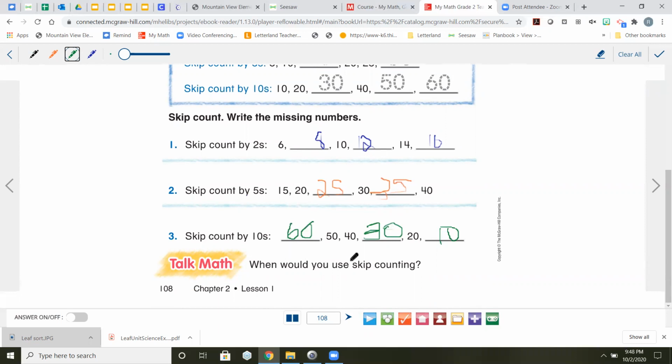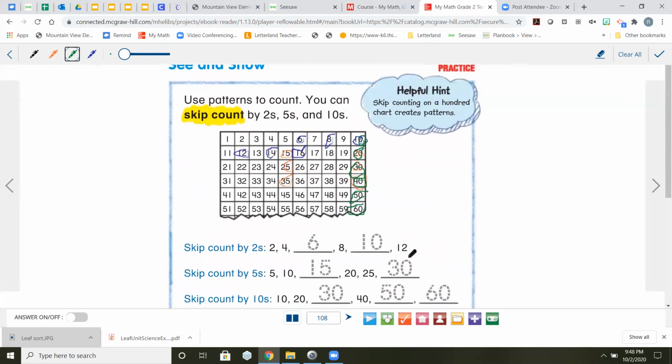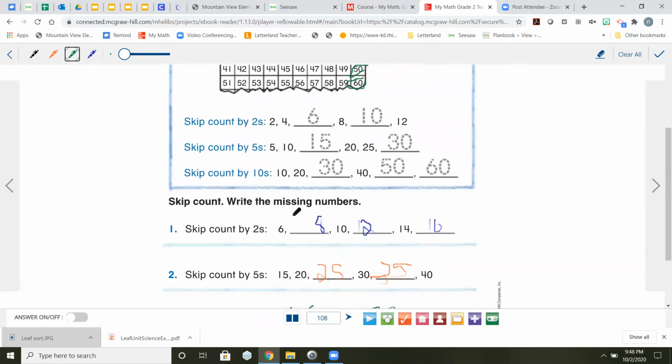When would you use skip counting? Think about skip counting by tens with money. If you've got a dime, every time you have a dime, you're skip counting by tens. And if you have a nickel, you're skip counting by fives.